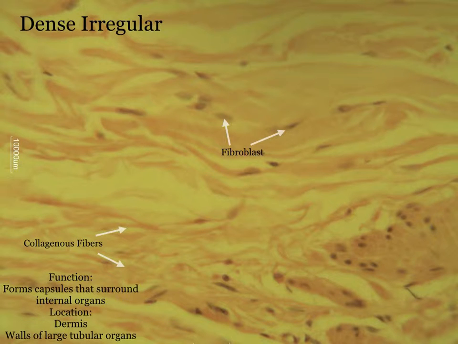Dense irregular tissue is made up of many closely packed, thick, collagenous fibers. These fibers are thicker and interwoven and randomly organized, and these fibers allow tissue to sustain tension. This tissue is found in the dermis, which is your inner layer of skin.